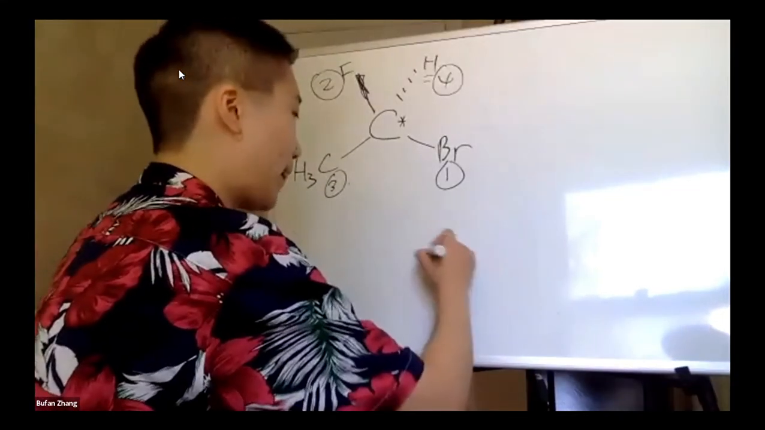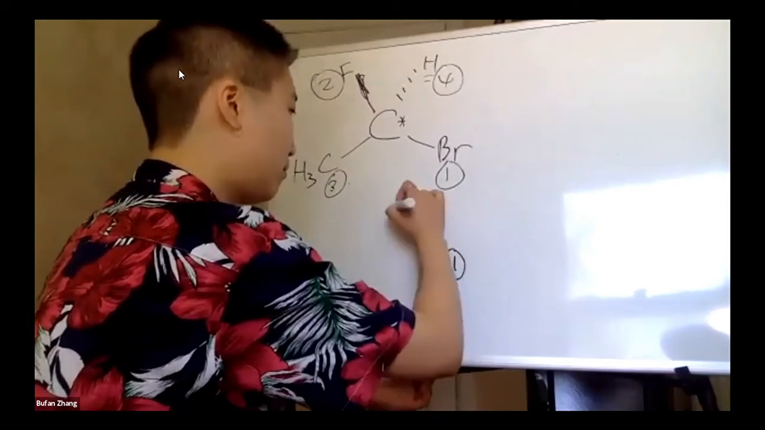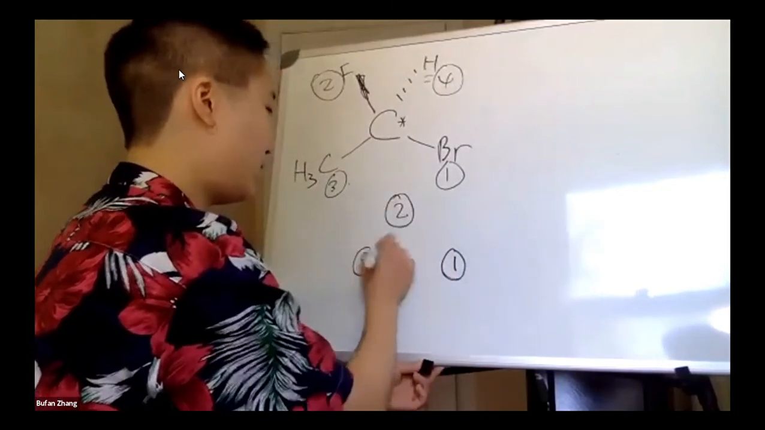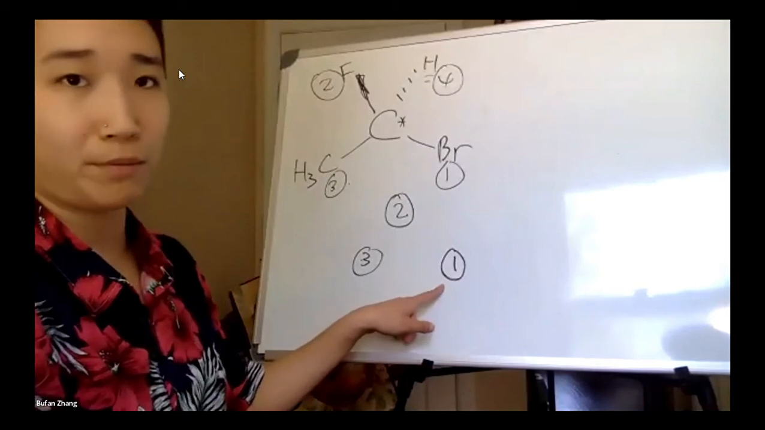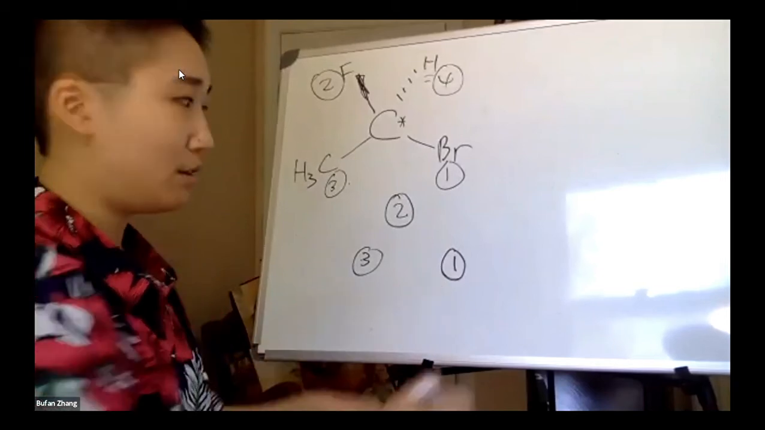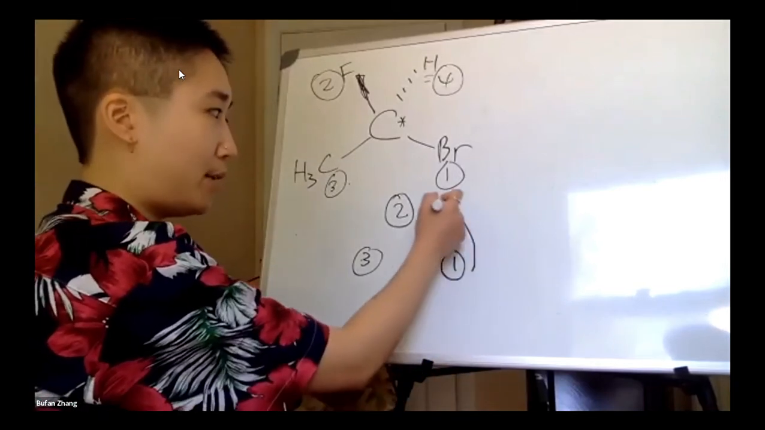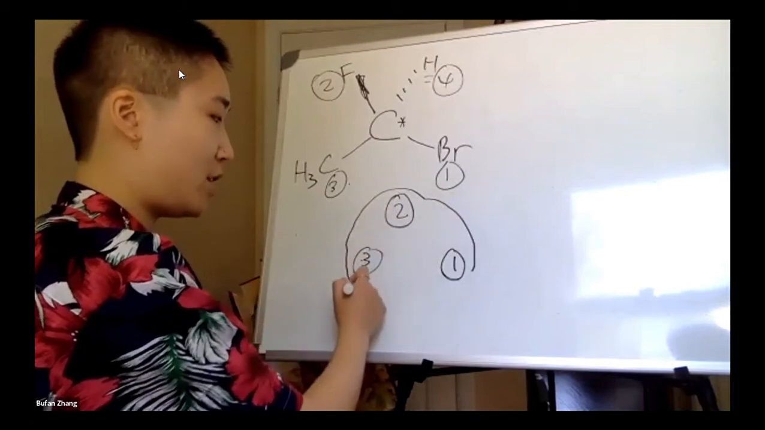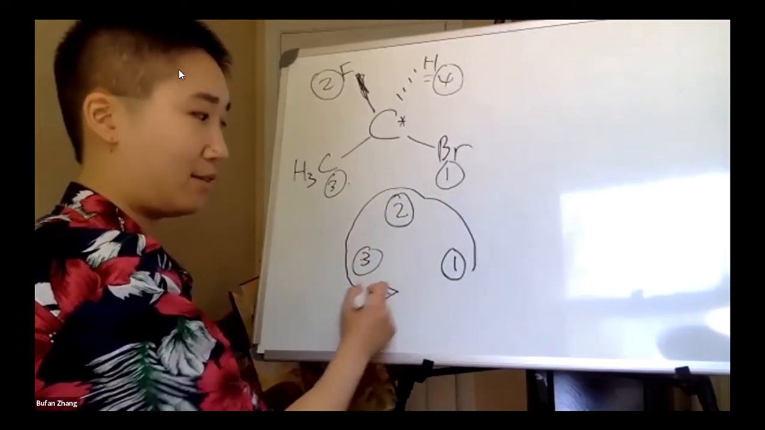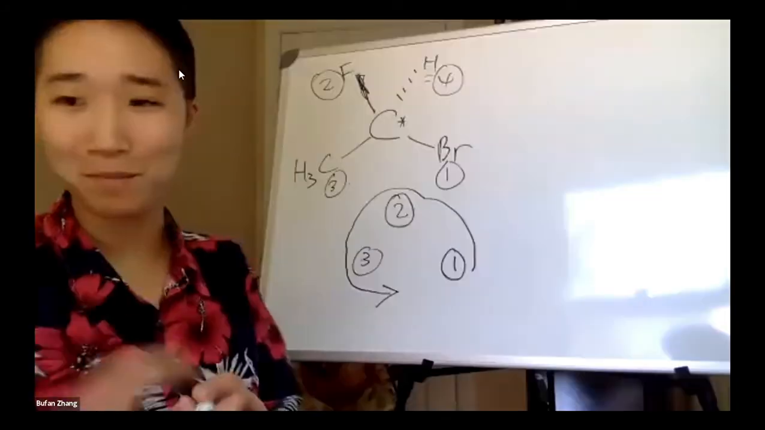Okay, so I have 1, 2, 3. I am tracing the number from the smallest to the biggest. 1 is here, my 2 is here, my 3 is here. Which direction am I going? Counterclockwise. Counterclockwise. So is that clear? Yeah, thank you. You're welcome.